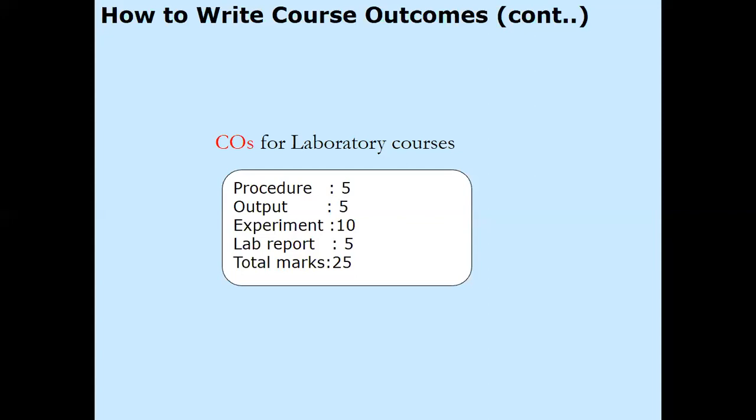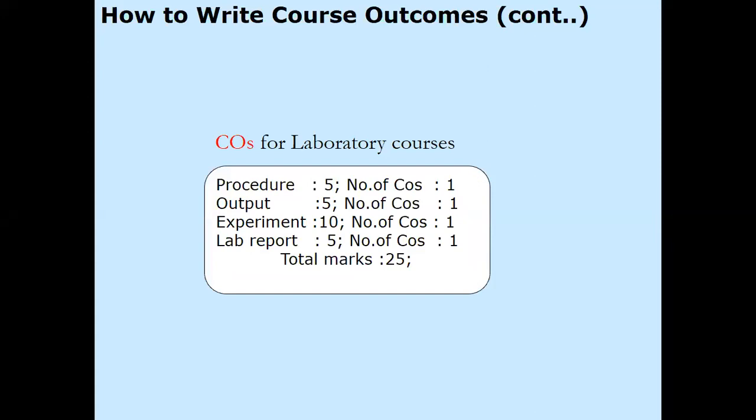Generally, this is the practice. If I'm correct, every institution follows these things. In that case, for the procedure point of view, I'm writing 1 CO. For the output point of view, I'm writing 1 CO. For the experimental point of view, meaning the student has to do the experiment, I have written 1 CO. For the lab report point of view, I have written 1 CO. So totally I have written 4 outcomes. I will explain them in detail in the next slides.